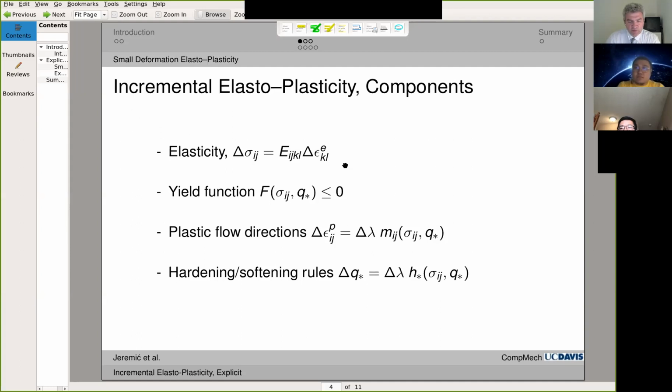Incremental elastoplasticity: components of every single elastic plastic model. There are 4 main components. The elasticity, you have to define elasticity. You have to define the yield function, a function of the state of stress and internal variables. You have to define plastic flow directions. Once the material yields, what are the actual directions, mij, in order to be able to define the increments in plastic strain. And finally, you have to define hardening, softening rules so that you can find the actual change in internal variables, the hardening or softening of the material.